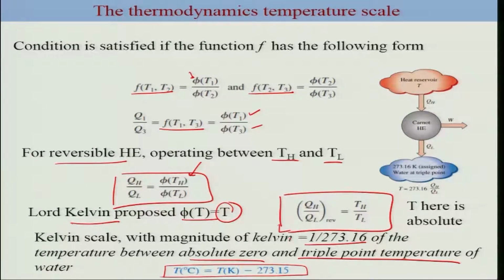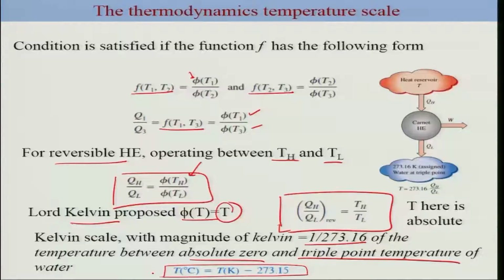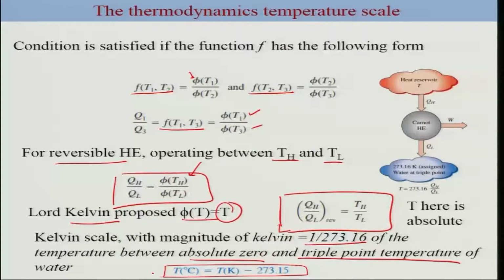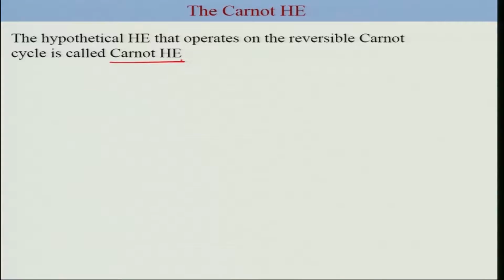Now this is a very cumbersome way to measure temperature. A better way, of course, is to make use of a constant volume gas thermometer. But what we are going to make use of is the expression of QH by QL for the reversible heat engine as simply TH by TL. This particular kind of hypothetical heat engine which operates on this reversible Carnot cycle would be called a Carnot heat engine. So let me describe a bit more here.